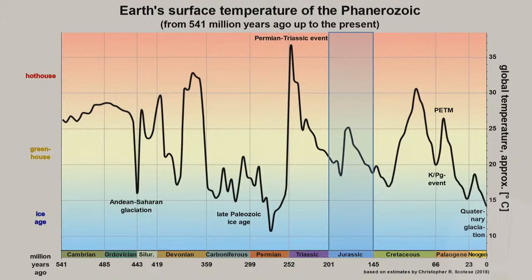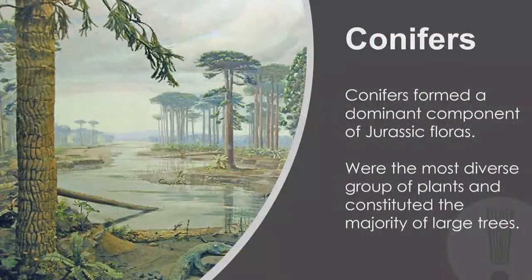The beginning of the Jurassic was marked by a thermal spike corresponding to the Triassic-Jurassic extinction. The first part of the Jurassic was marked by cool intervals and was ended by a spike in global temperatures of around 4 to 8 degrees Celsius.